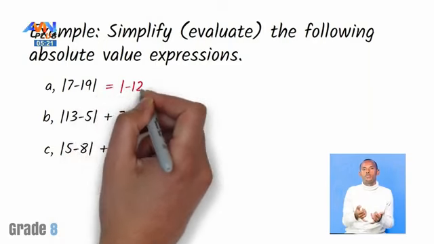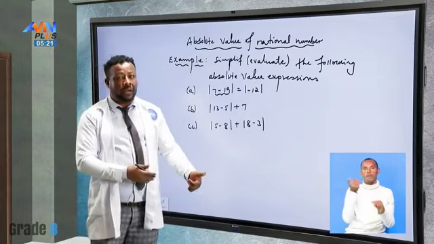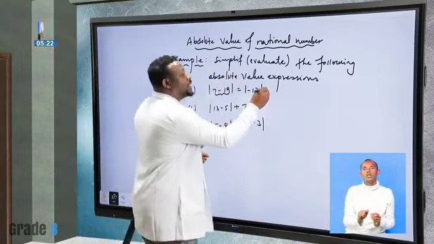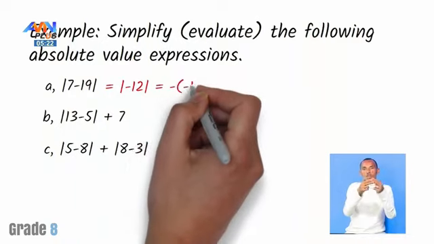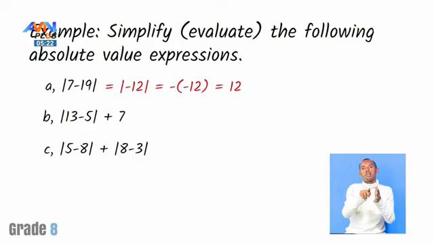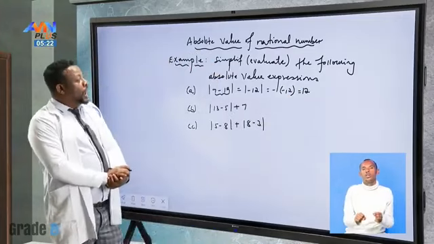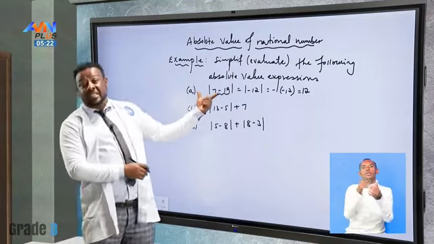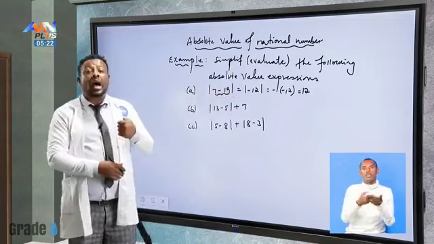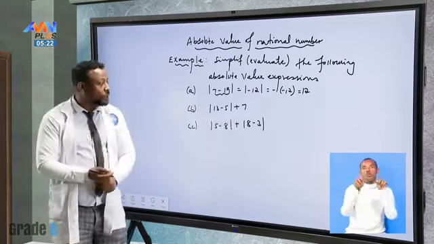So now, based on the definition that we have seen earlier, the absolute value of a negative number will be the negative of minus 12, which will be minus times minus. The result becomes 12, right? Positive. So the absolute value of the first expression in this example gives us 12, right? This is how you evaluate expressions containing absolute value.